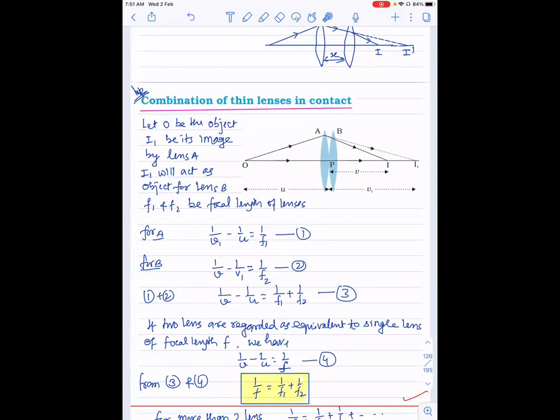कल हमने किया था वो 3 lenses gap में थे. 3 lenses were there, but they were in gap. एक में 5 centimeter का, एक में 10 centimeter का. So we have used the derivation method to solve the problem. First lens was making the image, and that image was object for the second lens, and so on. You have to go back to basics if they are not in contact.